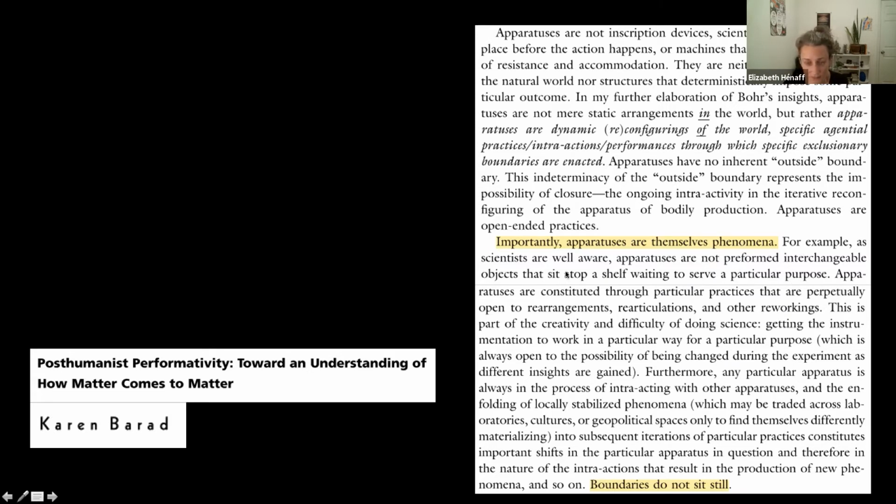"For example, as scientists are well aware, apparatuses are not preformed, interchangeable objects that sit atop a shelf waiting to serve a particular purpose. They're constituted through particular practices that are perpetually open to rearrangements, rearticulations, and other reworkings." And so then she talks a little bit about how there are all of these, what she has defined as intra-actions between the apparatus and the practitioner: how the practitioner influences the apparatus and the apparatus influences the practitioner.